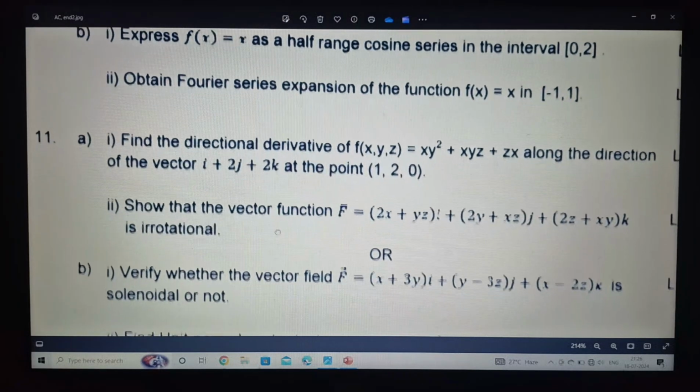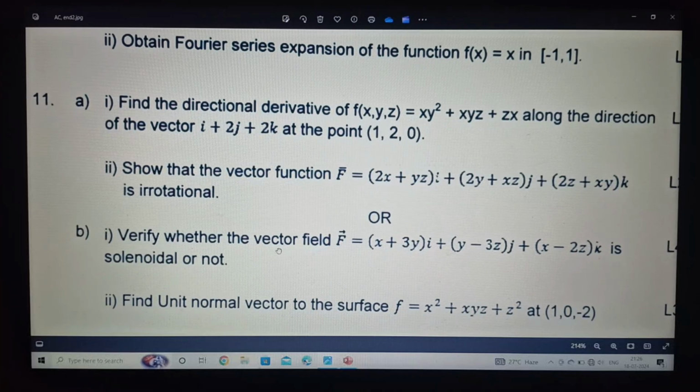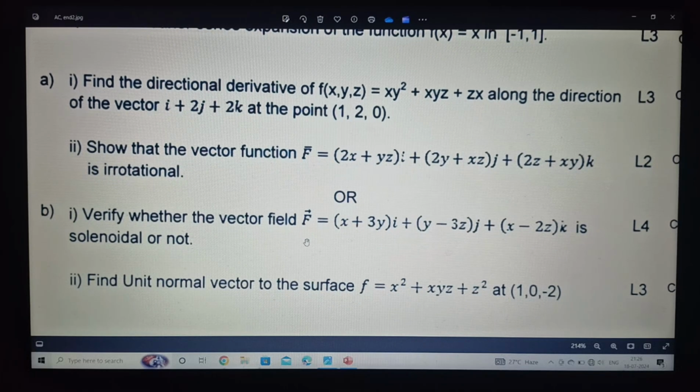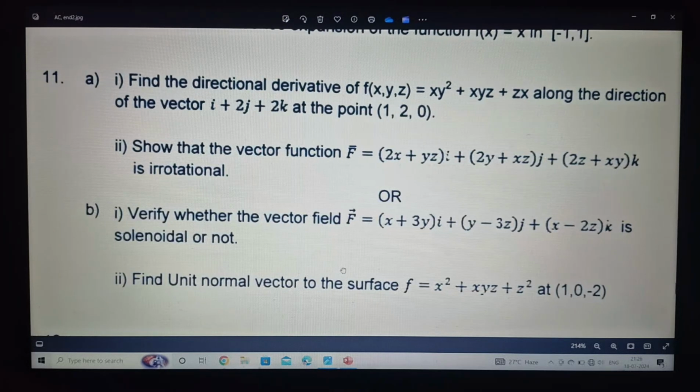So next in this one, choice question, another one: verify whether the vector field f bar is solenoidal or not. So we have to verify it, solenoidal or not. So that is, we have to find del dot f bar is equal to 0. Okay? So another question is given, find unit normal vector to the surface f is equal to x square plus xyz plus z square at the point 1, 0, minus. This is also an important question from unit 5. Okay? Do practice all these questions, also important.